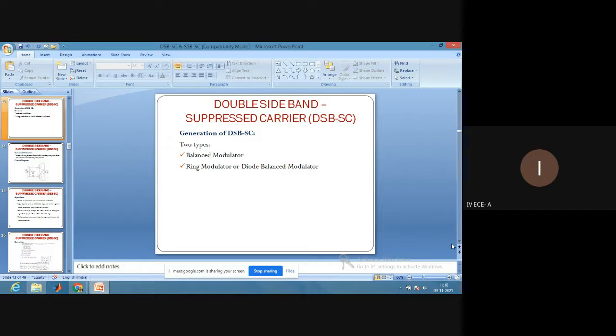Next, we'll discuss the generation of DSB-SC. There are two methods to generate the double sideband suppressed carrier signal, namely the balanced modulator, and the second scheme is the ring modulator or diode balanced modulator.